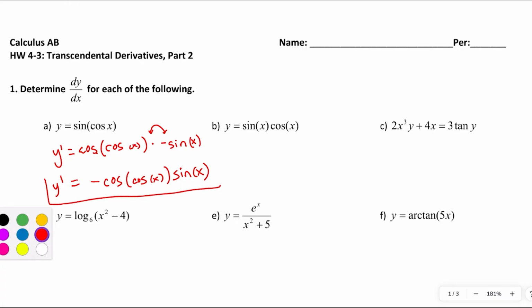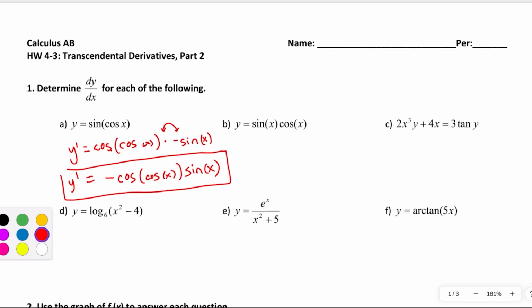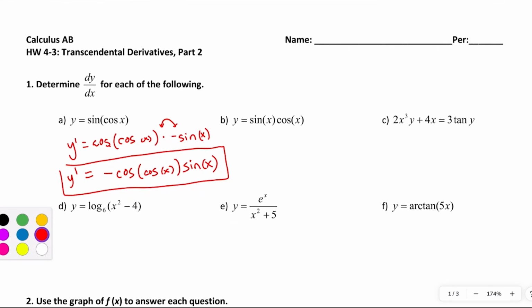Part B, we've got sine times cosine. So on part A, we use the chain rule, and on part B, we're going to use the product rule. So we're going to have the derivative of sine, which is cosine, times cosine, plus sine times the derivative of cosine, which is negative sine.